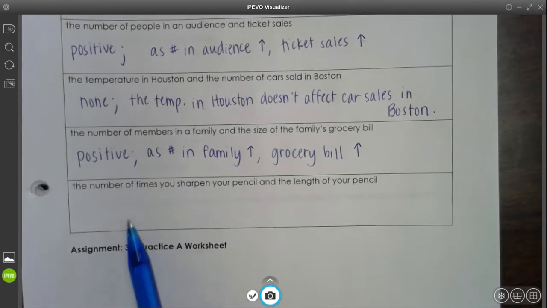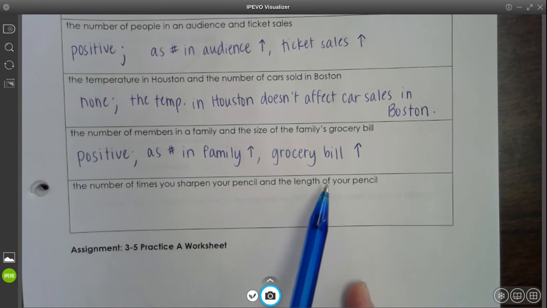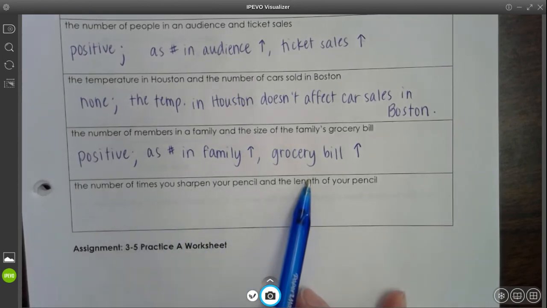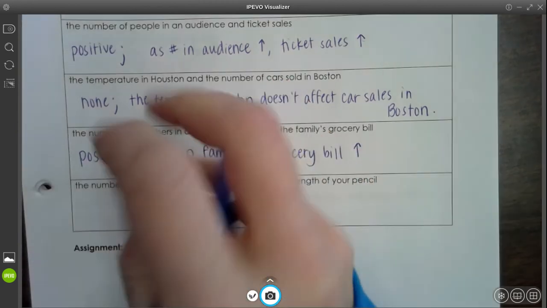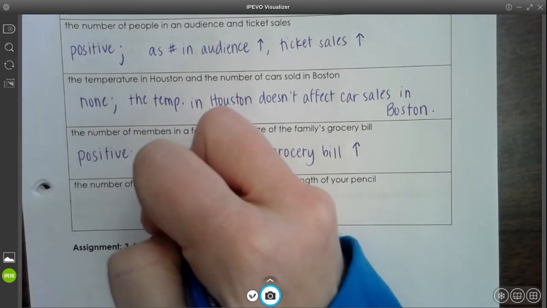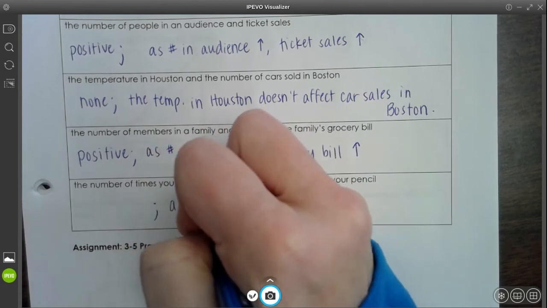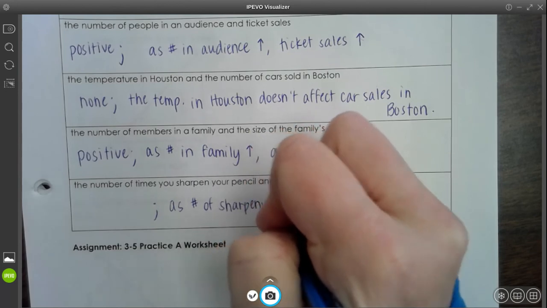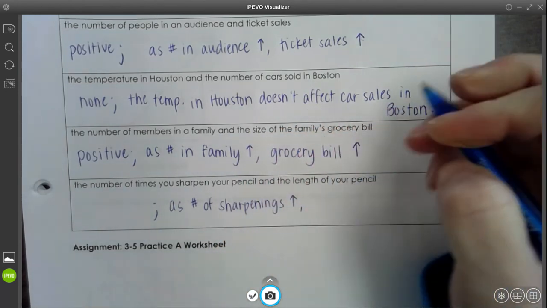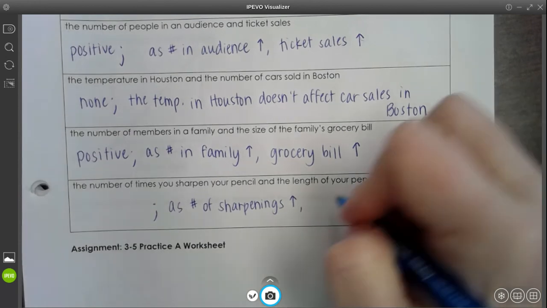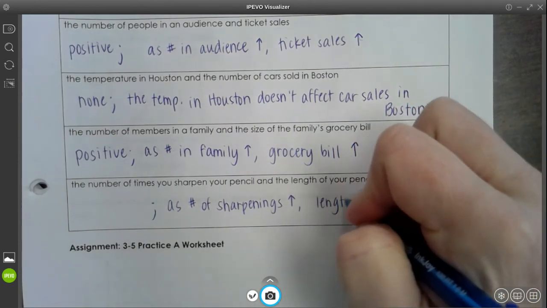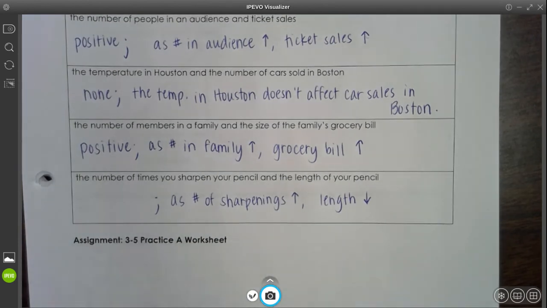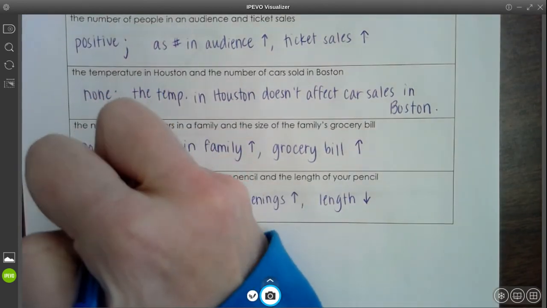Okay. The next one says the number of times you sharpen your pencil and the length of your pencil. Does the number of times you sharpen your pencil affect the length of your pencil? And the answer is yes. So I'm going to leave some room for the answer again. As the number of sharpenings increases, what happens to the length of your pencil? Well, the length is going to decrease, right? It's going to get shorter. So since as one goes up, the other one goes down, that is a negative correlation.